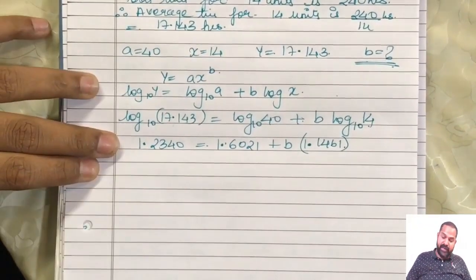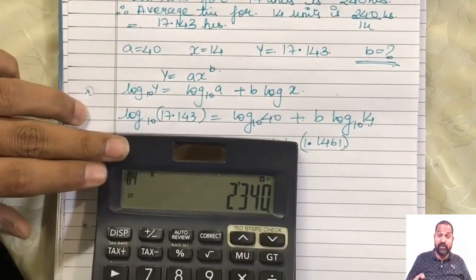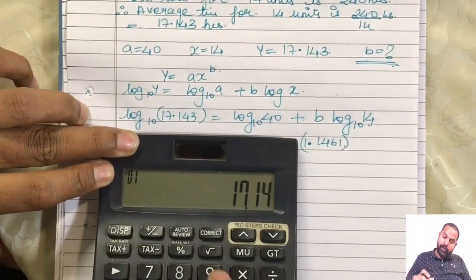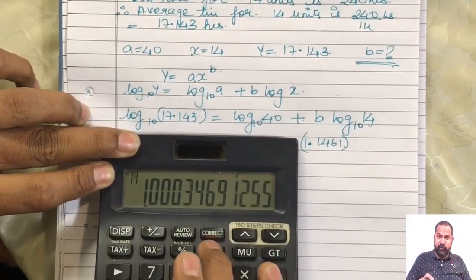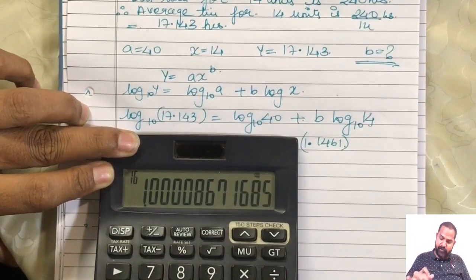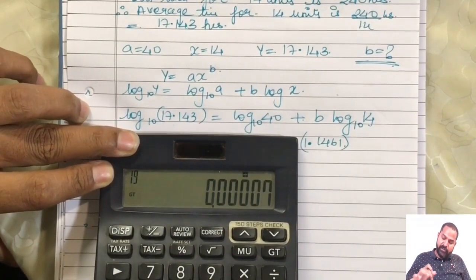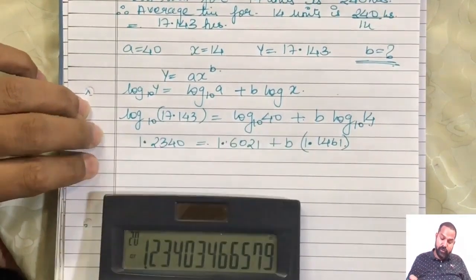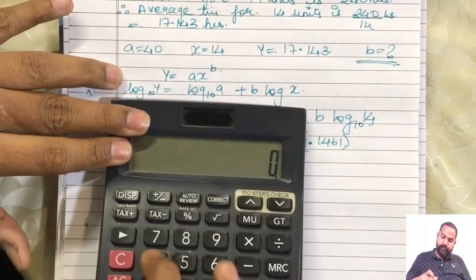Take this to the other side, and also if you want to check, quickly check in your calculator if the logs are correct. Log of 17.14: 1, 2, 3, up to 15 root signs, minus 1, divided by 0.000070271. It's 1.2340. Perfect.